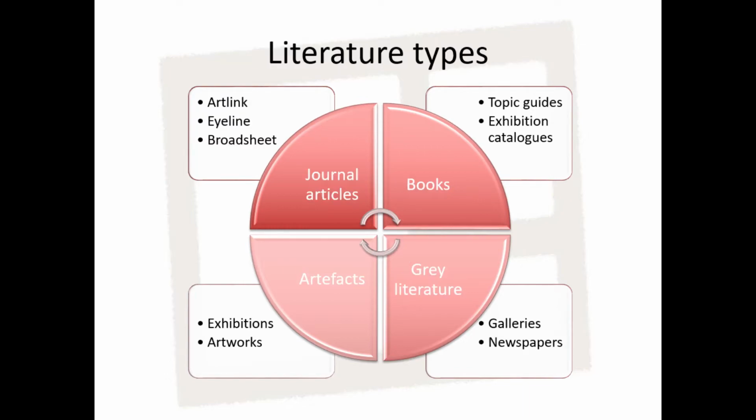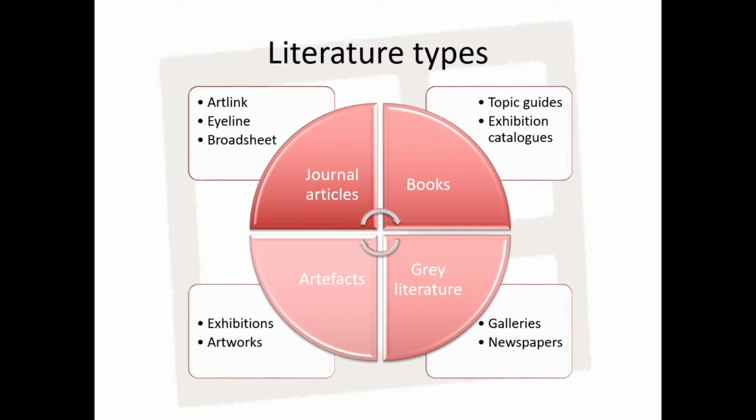Now, there are different types of literature. Most advice that you'll find on the web concerning literature reviews will touch upon journal articles mainly, and sometimes books. They tend to ignore grey literature and artifacts. Now, journal articles are what you'll find in journals such as ArtLink, iLine, or Broadsheet.